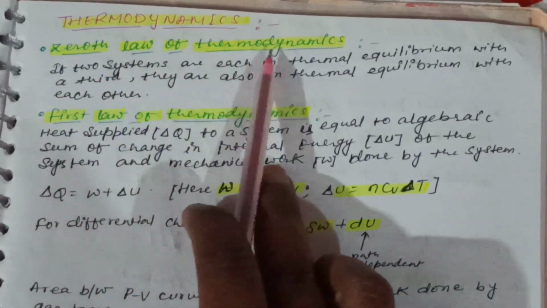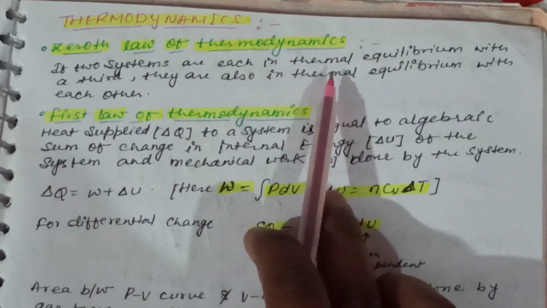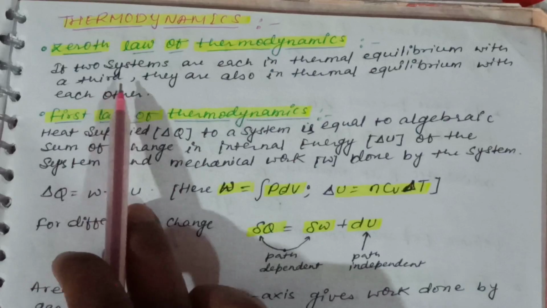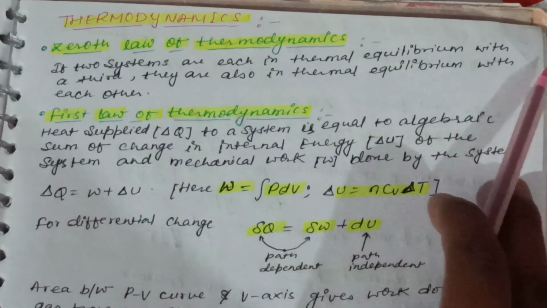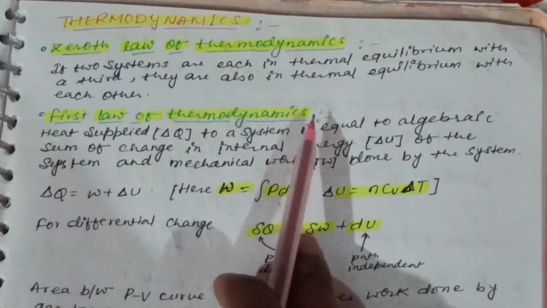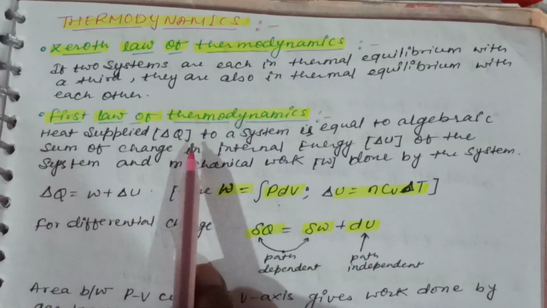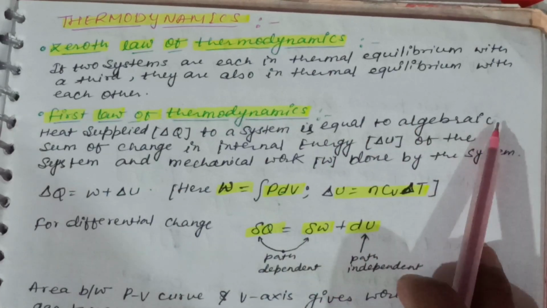Zeroth law of thermodynamics: if two systems are each in thermal equilibrium with a third, they are also in thermal equilibrium with each other.